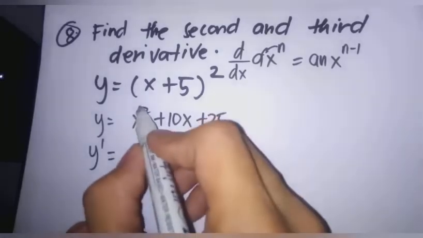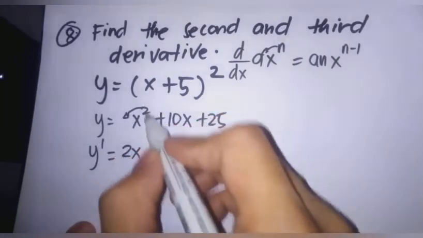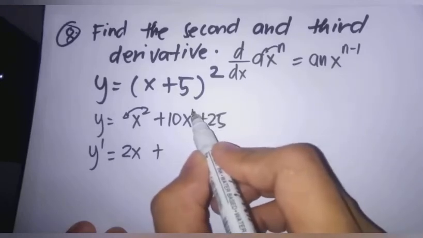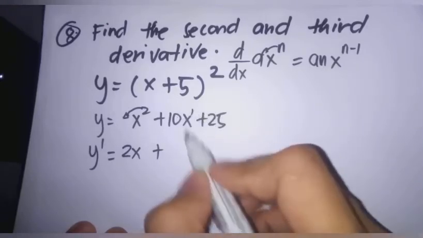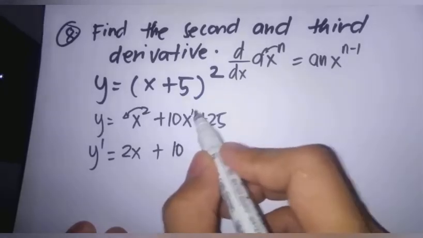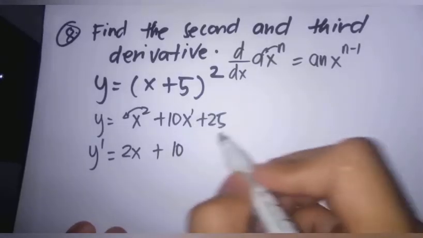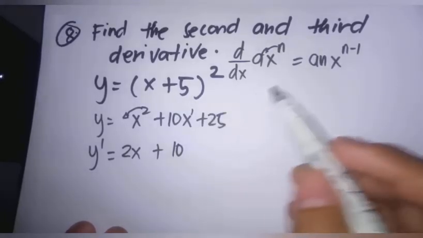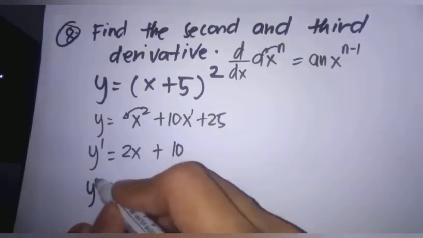First derivatives is ito siya, 2x, then 2 minus 1, that is 1, and then may 1 na automatic dyan, 1 times 10, that is 10, so 10x raised to the 0 na yan, then yung 25, wala na yan, kasi nga, any number na kapag kinuha natin derivatives ng constant ay 0, so kunin natin yung second derivative.